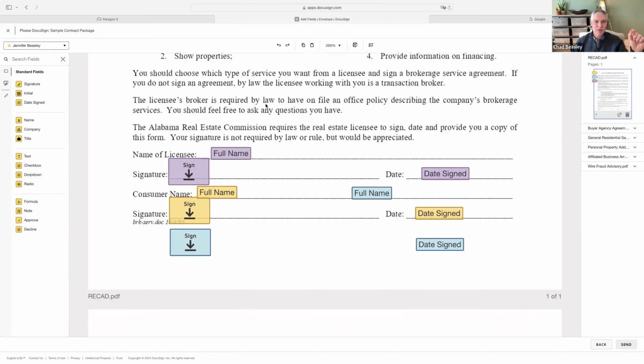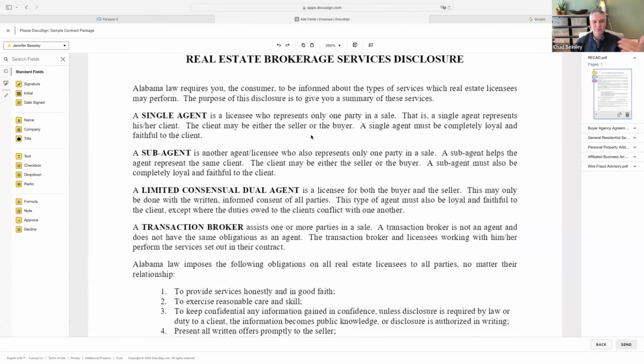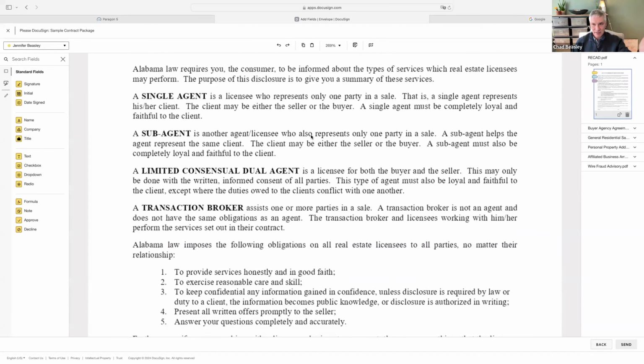The licensee's broker is required by law to have on file an office policy describing the company's brokerage services. You should feel free to ask any questions you have. So again, this is just a disclosure to the customer or client, introductory to the types of services we offer. You have to decide, do you want me to be a single agent to you or transaction broker to you? We might run into limited consensual dual agency. If we do, I'll let you know about that.